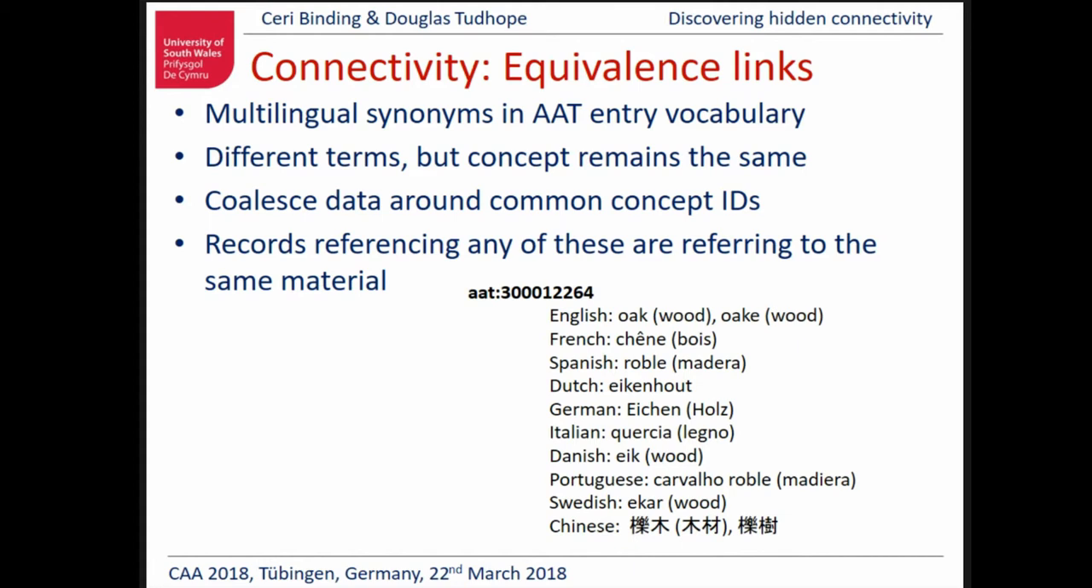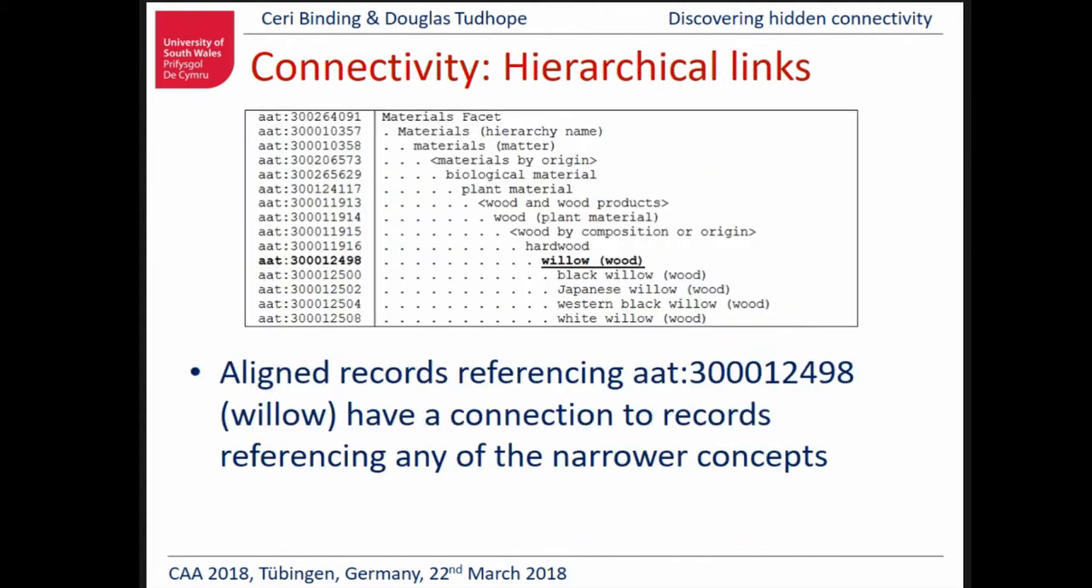So there's also equivalence links within the thesaurus. This is the immediate advantage we get once we've aligned to the thesaurus, and we can use this data in the alignment process. We have multilingual synonyms existing already in the AAT. So they're all the different terms, but the concept is the same thing. And so we can coalesce our data around these common identifiers, and we've immediately got new connections between multilingual data. So records referencing any of these things are actually referring to exactly the same material.